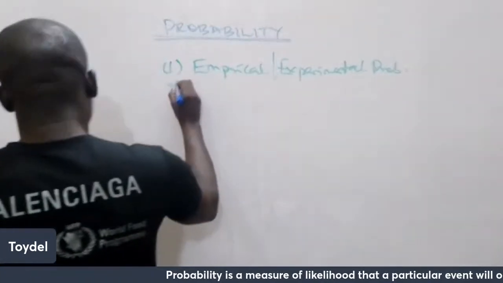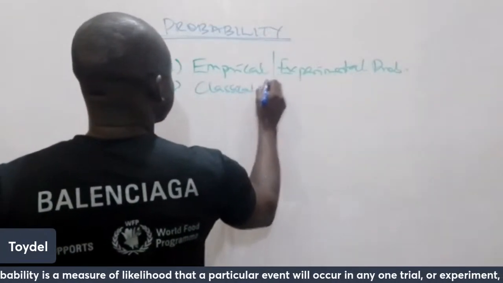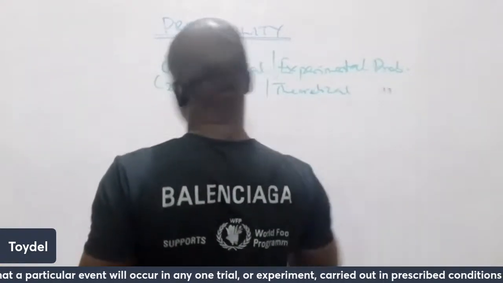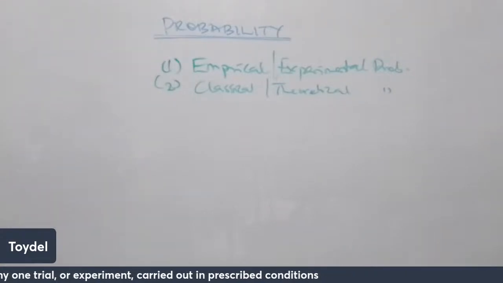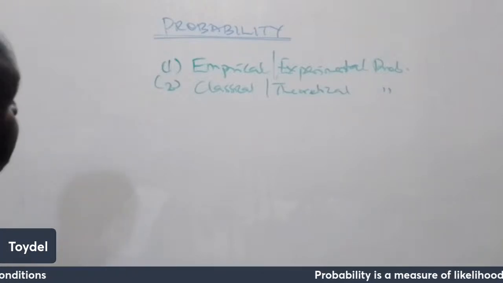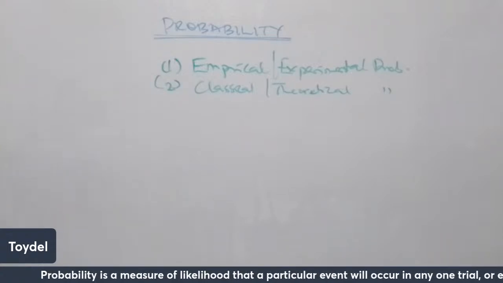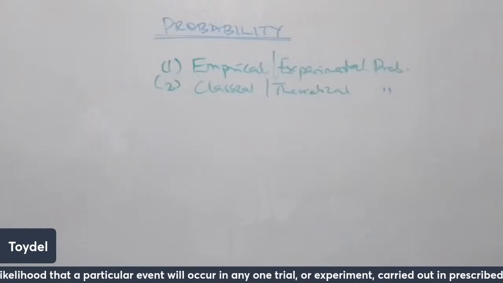Then we also talk about the second one, which is classical or theoretical probability. These are the 2 types that we are going to talk about. Experimental or empirical probability is based on previous known results.